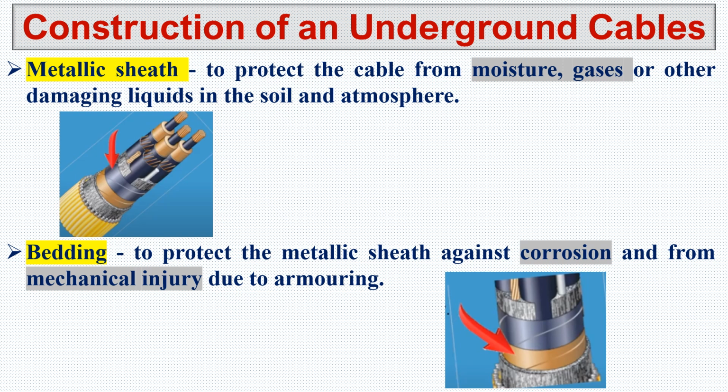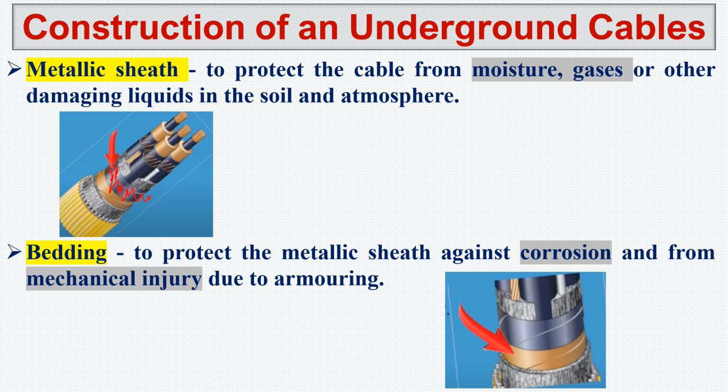Next we are moving to the metallic sheath. This is a special arrangement for underground conductors. The metallic sheath protects the cable from moisture, gases or other damaging liquids in the soil and atmosphere. If you look at this area, it is like a tape, or plastic tape, around it. This is the metallic sheath. It basically protects the cable from moisture and gases.